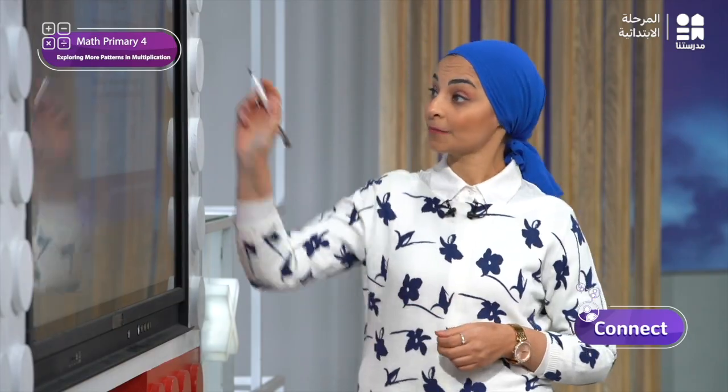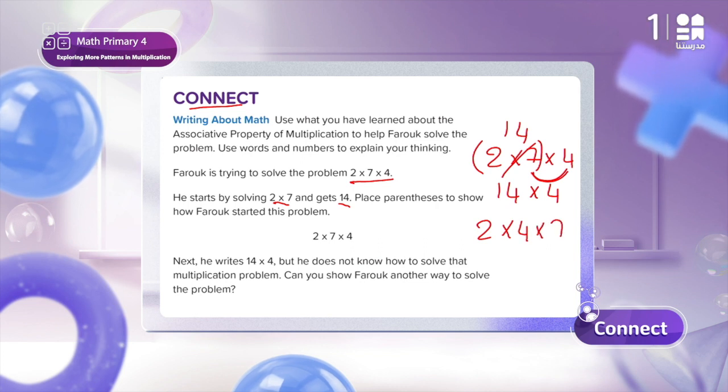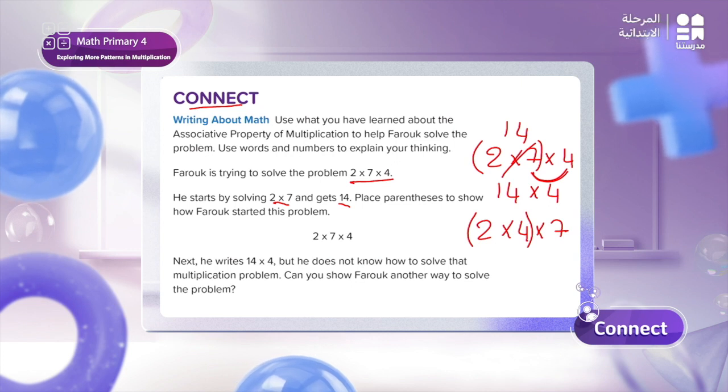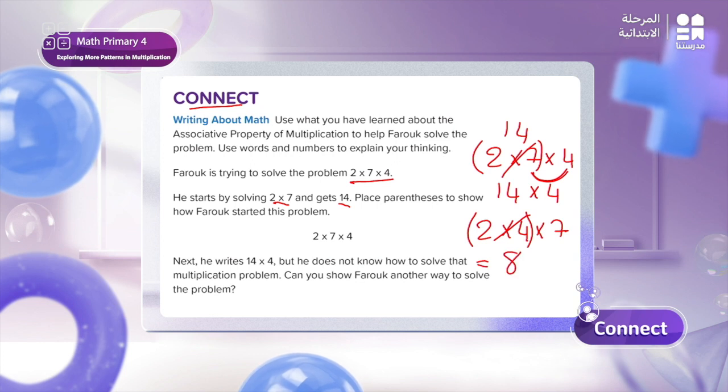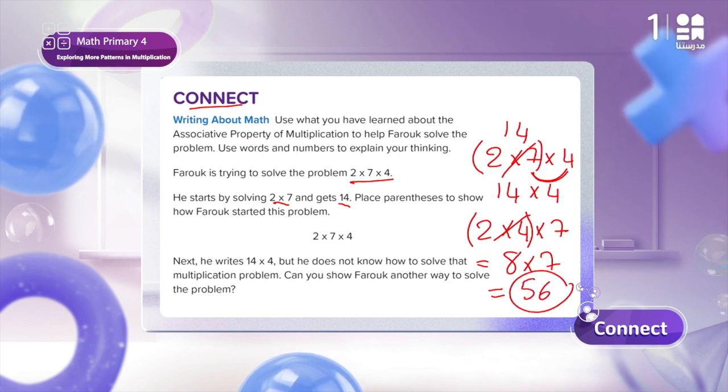Let's do it. If I switch 7 with 4, I have 2 times 4 times 7. Right? Okay, what numbers should I put inside the brackets? 2 times 4. I am doing all of this to solve it in a very easy way. What is 2 times 4? Yes, 2 times 4 equals 8. So 8 times 7 equals what? 8 times 7 equals 56, and this is the right answer.